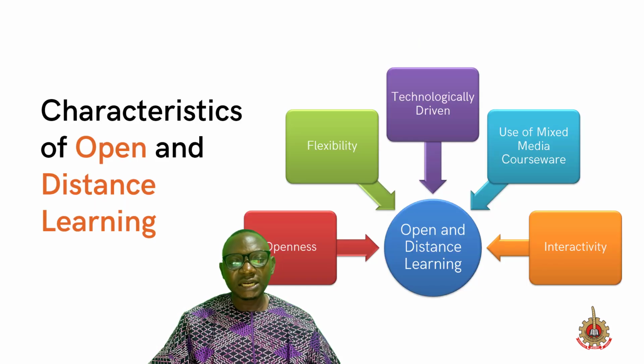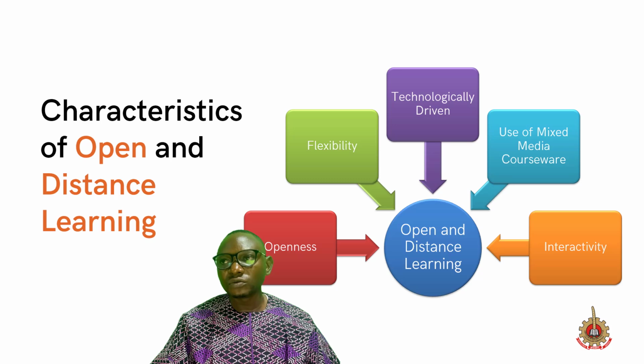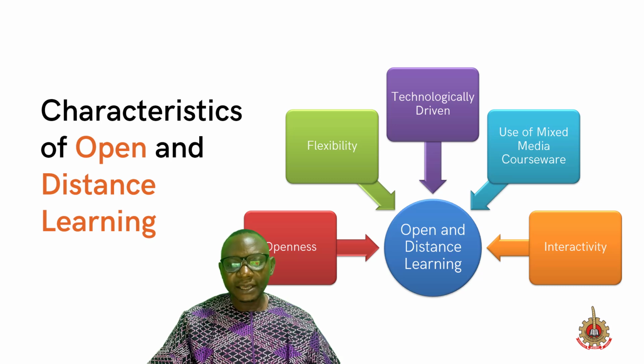Now let's consider the characteristics of open and distance learning. The first one is openness. There is no restriction, there is no barrier, or the barrier has been lowered as much as possible. In our case, you have 5 O-level credits, you can read, you can write, you can operate technology, you are qualified to come to LAUTECH Open and Distance Learning Center.